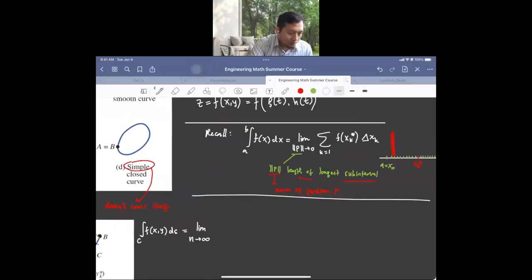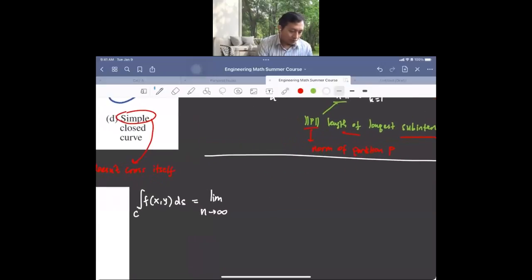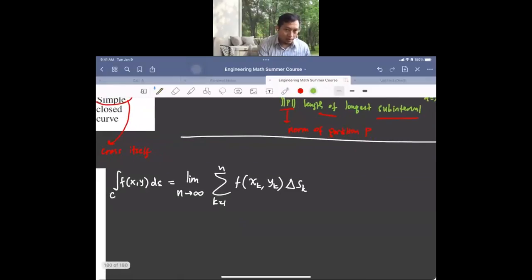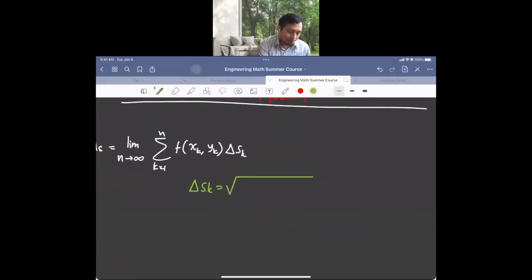This is wrong. Not n. Should be, oh yeah, it's n. So this is the sum from k equal 1 to n of f of xk, yk, times delta sk, where delta sk is the arc length, right? So the arc length we can write with the arc length formula. If you don't remember the arc length formula, you can approach it through the triangle. Let me just give you the triangle later.